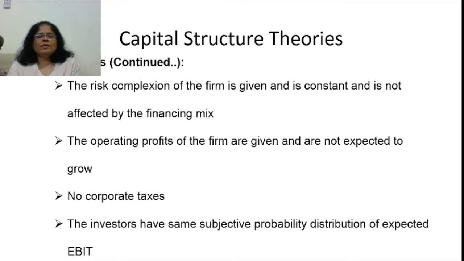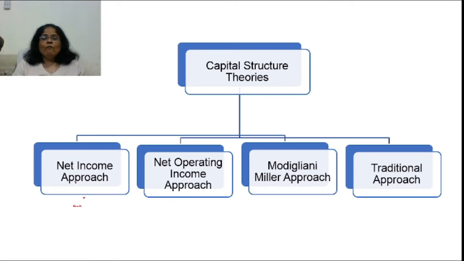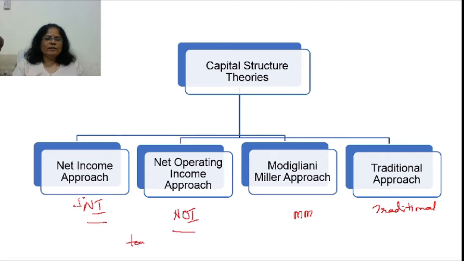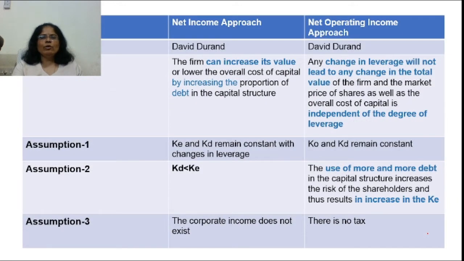Yes. Now let us see what the capital structure theories are. There are four capital structure theories: the net income approach, defined as NI approach, and the net operating income approach, that is NOI. Then the Modigliani Miller approach, that is MM theory, and the traditional approach, which we generally name as the traditional approach. These are the four theories. First let me explain NI and NOI together, then we can talk about the remaining two, Modigliani Miller and the traditional approach.